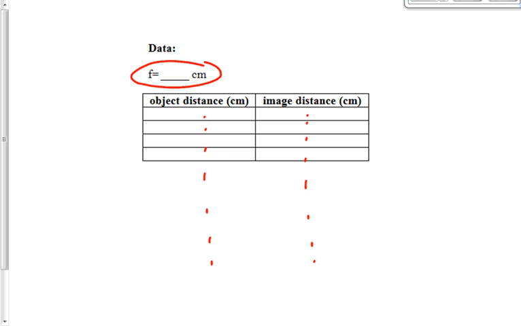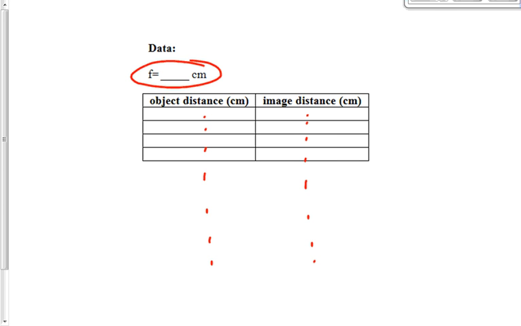Now, we also need the focal length of this lens. That should be, in fact, the very first thing that you do, find the focal length of the lens. I showed you how to do that in class one day. You guys remember? Anybody remember the procedure we used to find the focal length of the convex lens? No, good guess, but that would work for a mirror.